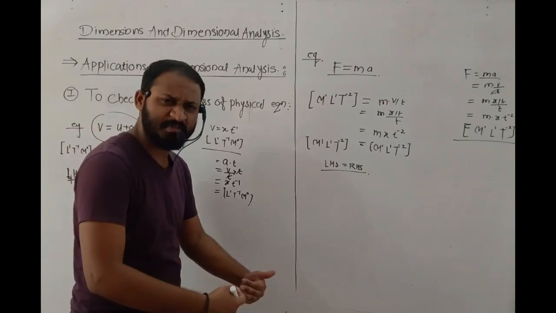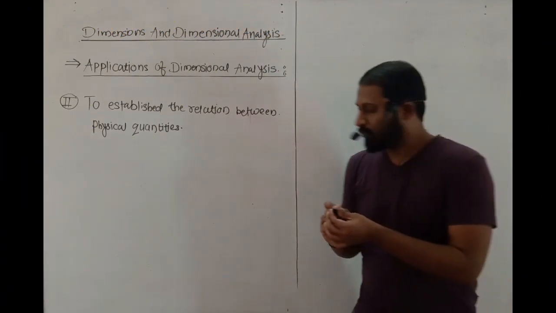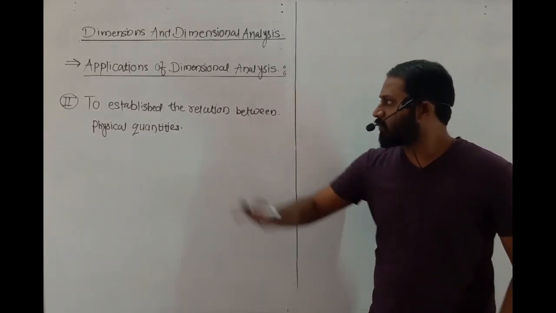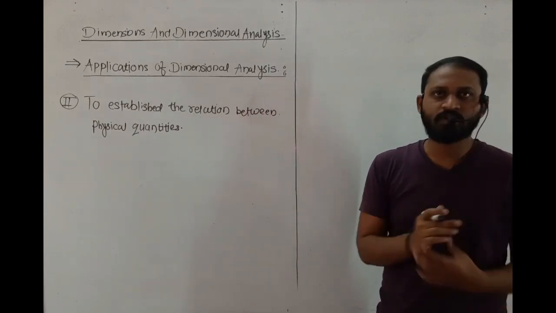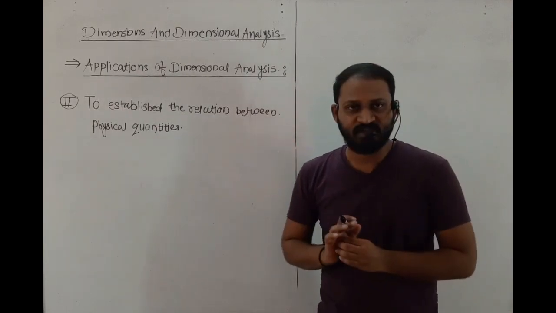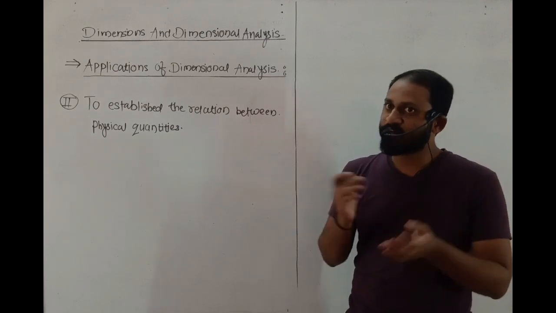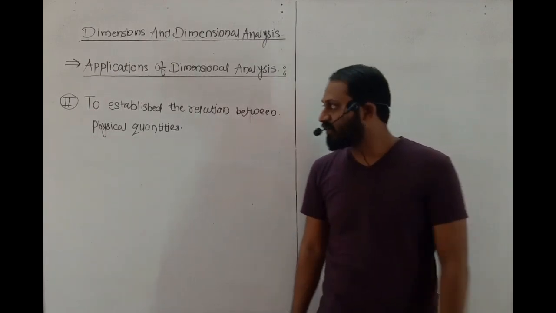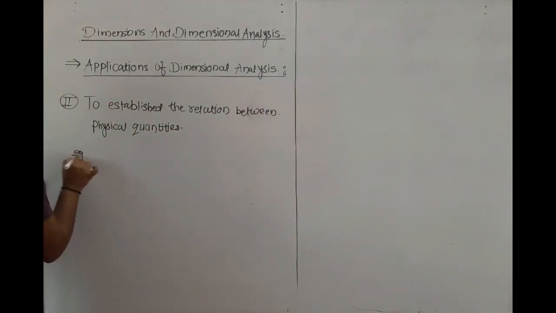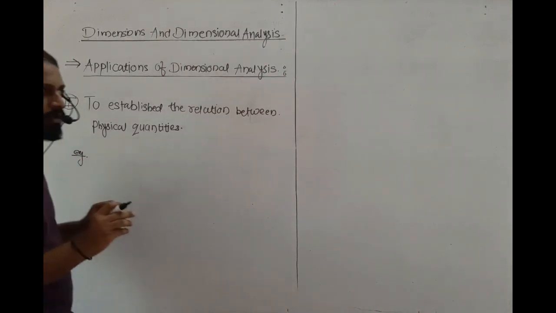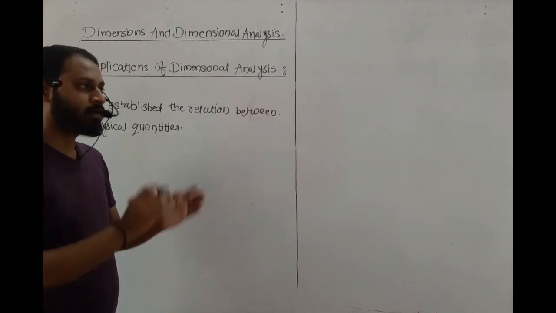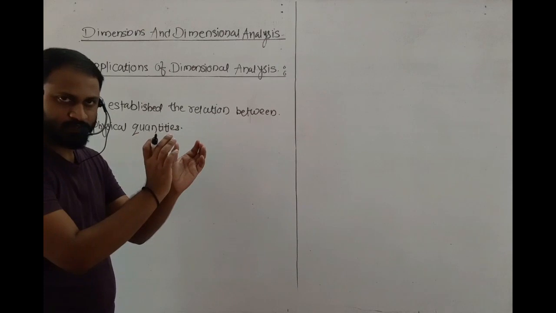Now see the second application of dimensional analysis, that is, to establish the relation between physical quantities. It means you don't know the formula, but using dimensional analysis, you can derive the formula. Oh, this is a magic trick. Now see, example number one. They will give some relations, that this term depends on this term. Then using that given condition, you can formulate the formula.